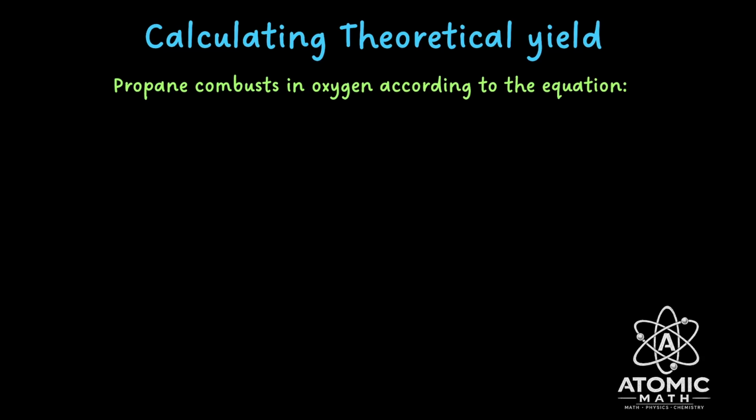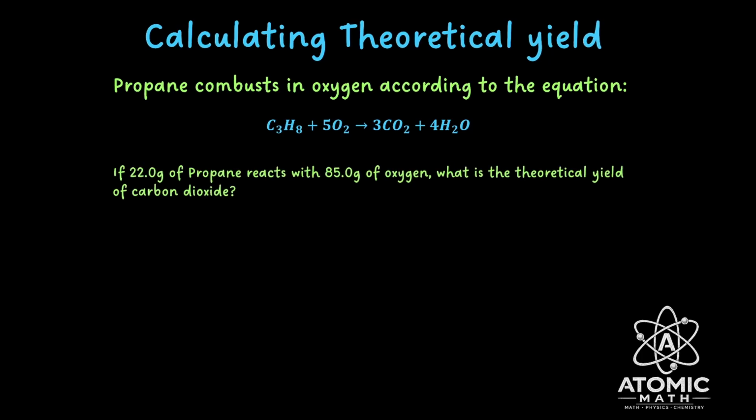Propane combusts in oxygen according to this equation. So we have propane plus 5O2 goes to 3CO2 plus 4H2O. So if we had 22 grams of propane and it reacts with 85 grams of oxygen, what is the theoretical yield of carbon dioxide? So the important thing to remember with this is to use the sort of cross multiplication.